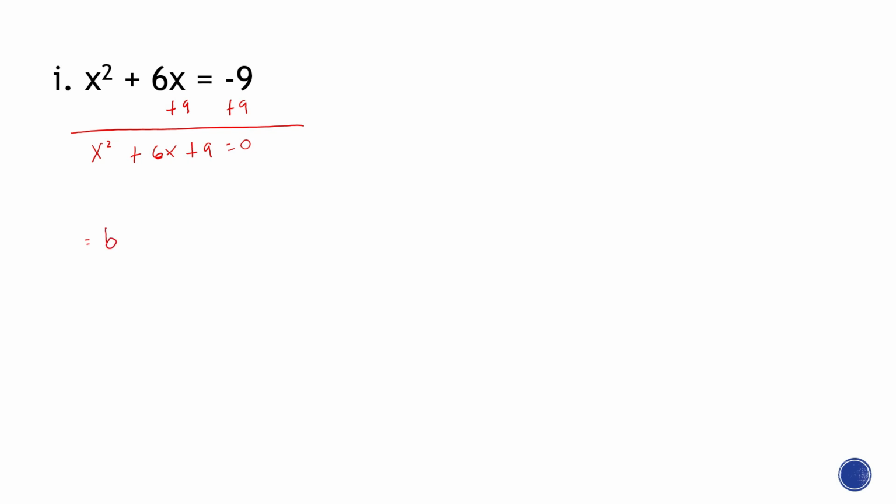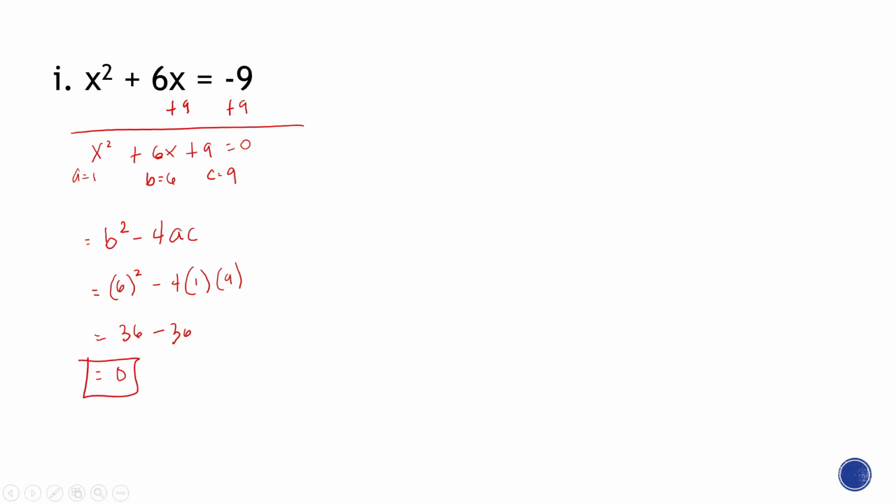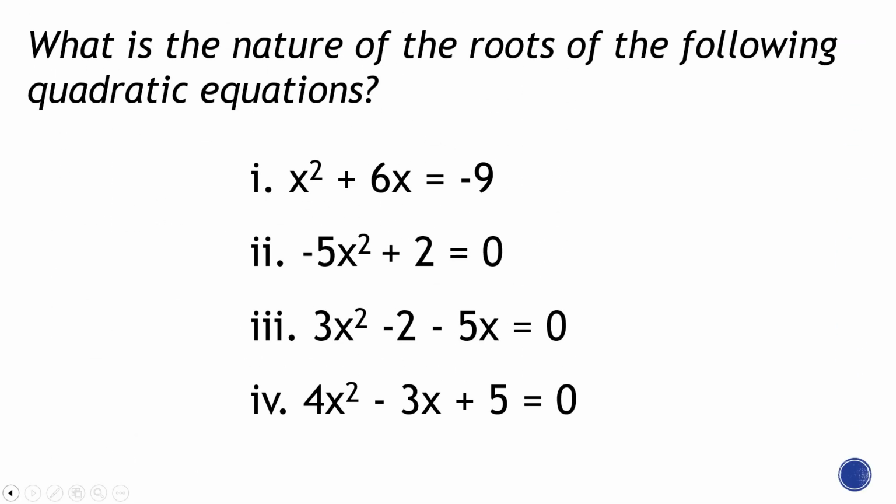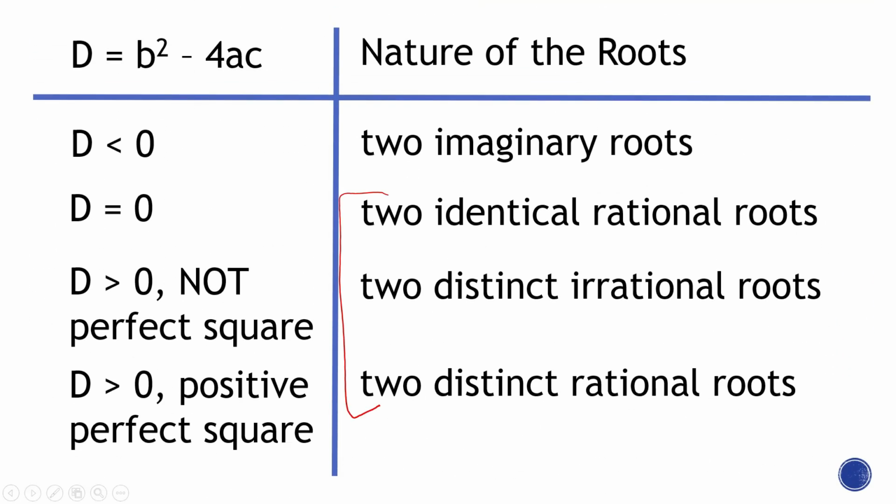So our formula for that is b squared minus 4ac. a is 1, b is 6, c is 9. So this is 6 squared minus 4 times 1 times 9, right? 6 squared is 36. 4 times 1 is 4, times 9 is 36. So our discriminant is equal to 0. So what's the nature of the roots? If we go back to the table, here, d is equal to 0. We'll be having two identical rational roots.